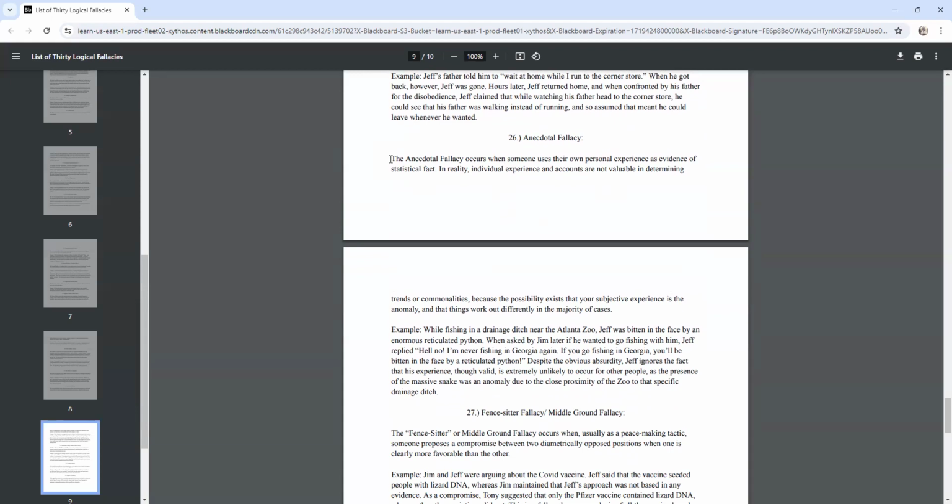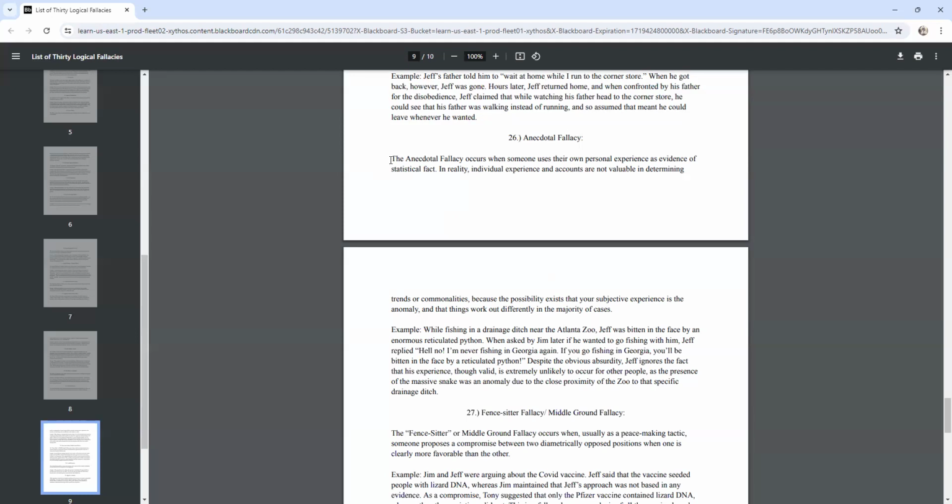Number 26, anecdotal fallacy. The anecdotal fallacy occurs when someone uses their own personal experience as evidence of a statistical fact, which we all do on some level. I think this is how most human beings shape their perception of their reality. But in reality, individual experience and accounts are not valuable in determining trends or commonalities because the possibility exists that your subjective experience is the anomaly and things work out differently in the majority of cases.